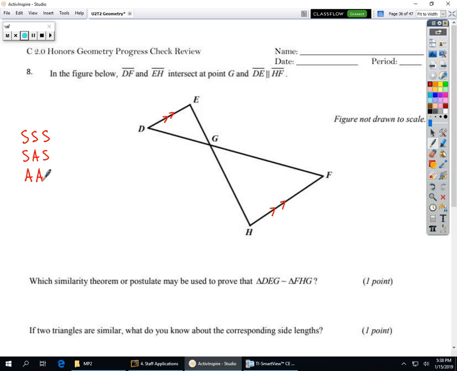They gave me nothing about the sides. Parallel does not mean the sides are equal. They don't even look the same. In this case, it's got to be angle. That's got to be my only choice. So the angle theorem may be used. I don't want to write angle, just write AA. The AA theorem may be used. It should be used, actually.